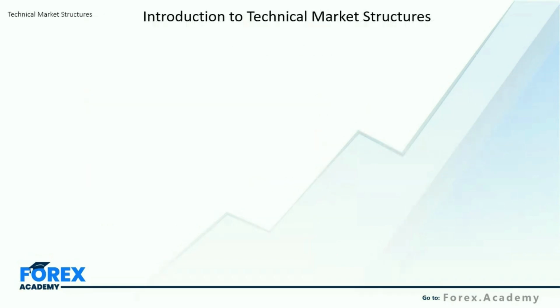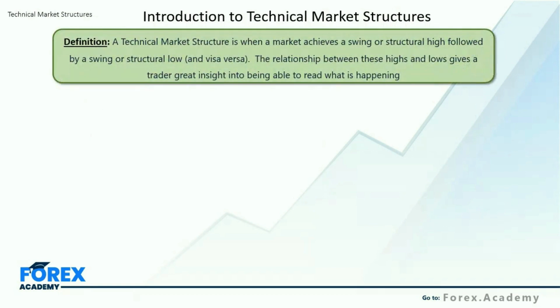Okay, so let's start with an introduction to technical market structures. A technical market structure is when a market achieves a swing high, also called a structural high, followed by a swing or structural low, and vice versa. So it's important the opposite also applies.